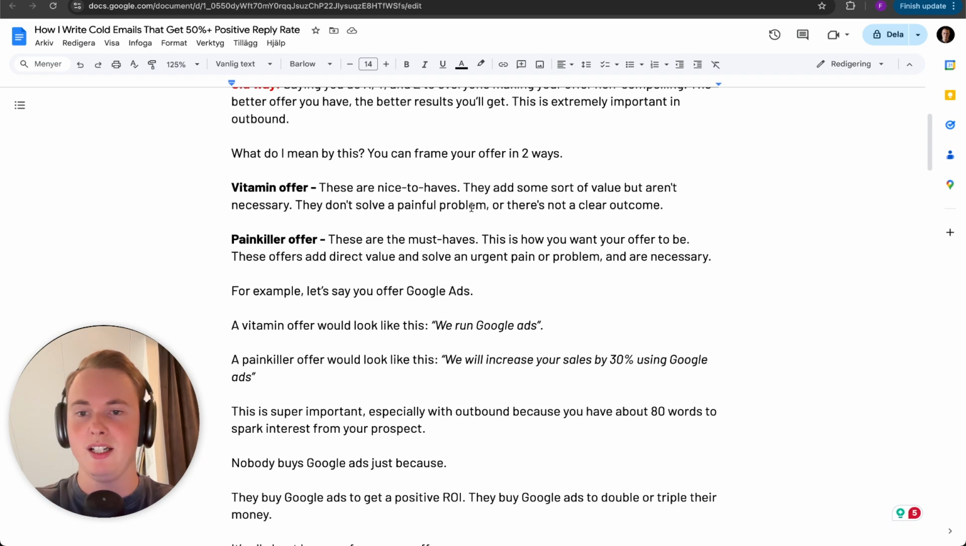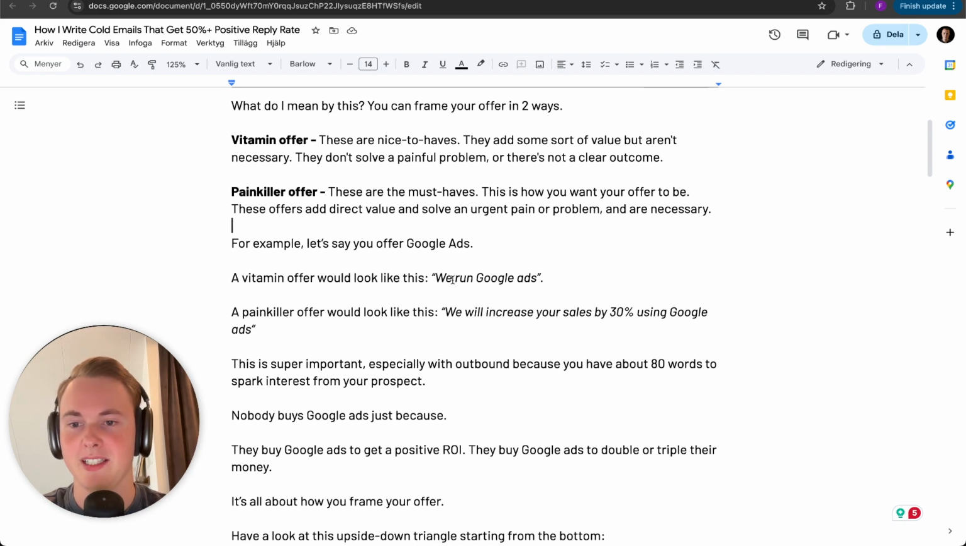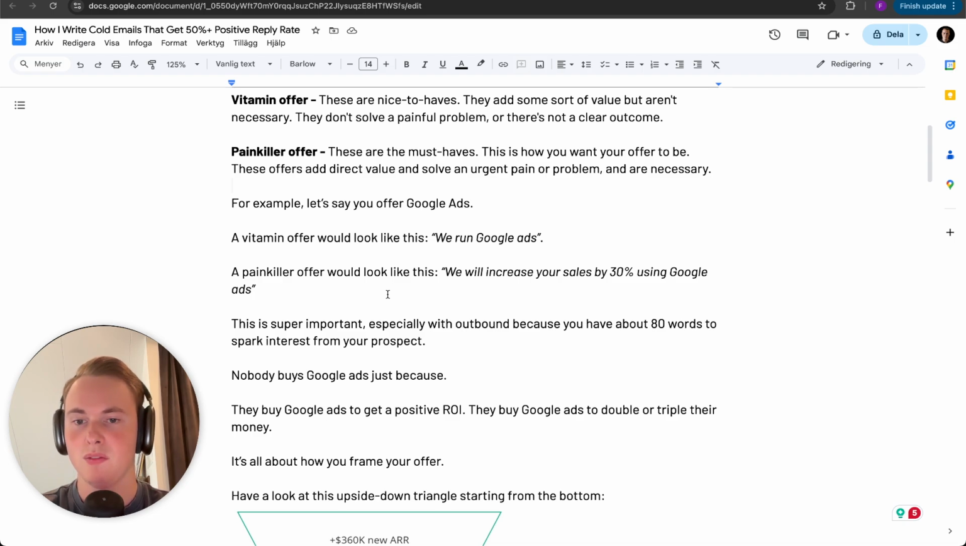So what you want to have is a painkiller offer, and these are the must-have ones, and this is how you want your offer to be. These offers add direct value and solve an urgent pain or problem, and these are necessary. It's painful. So for example, let's say you offer Google ads. A vitamin offer would look like this: we run Google ads. But a painkiller offer would look like this: we will increase your sales by 30% using Google ads.